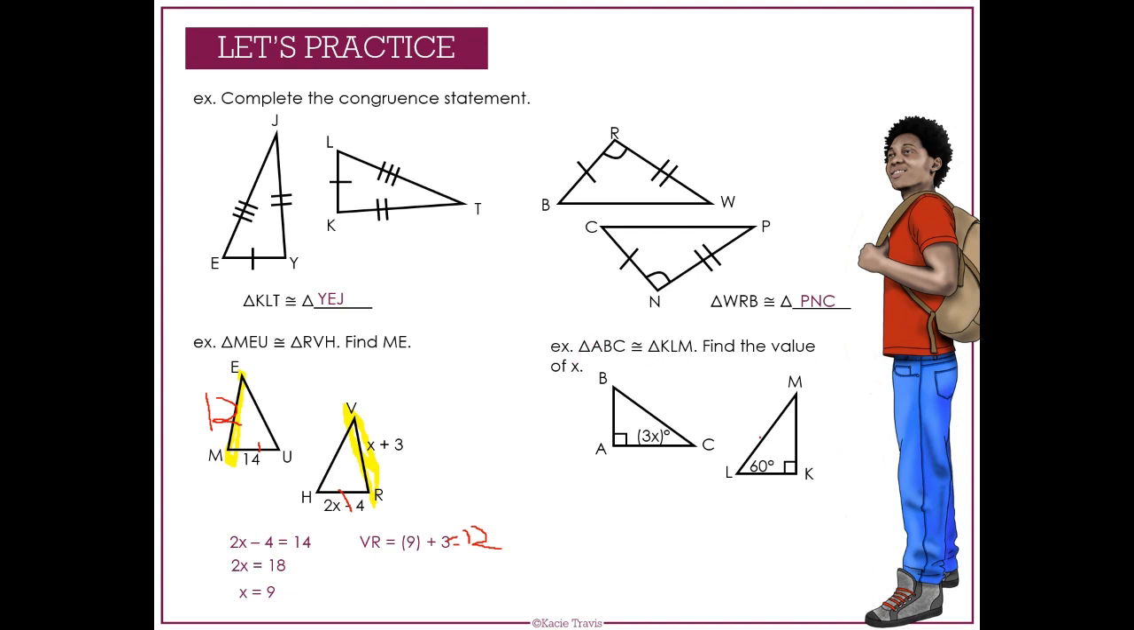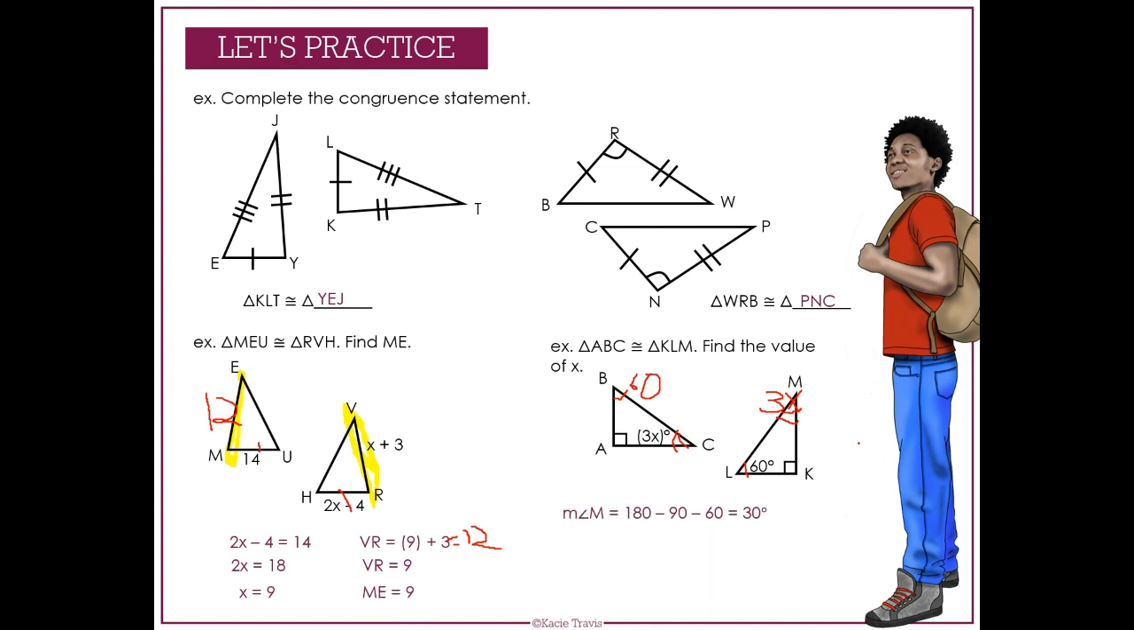I know that A matches up with K, and they're both 90 degrees. B, which is up here, matches up with L, which is right here, which means that if L is 60, B is also 60. Now, the last thing that we got is C, and C is in the same place as M, which means that if C was 3x, M is also 3x. All right, now that we know this information, we could use this to set up our equation to find X.